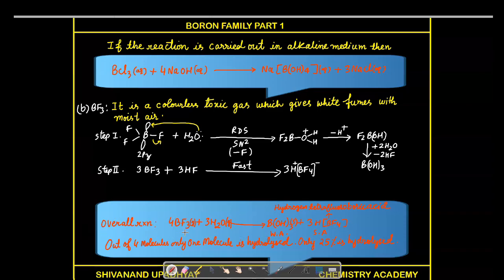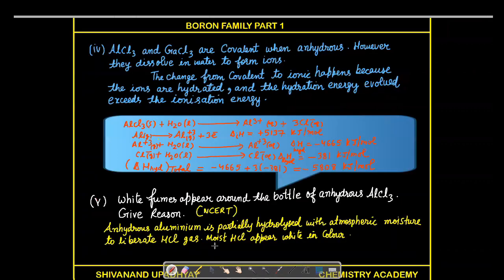And it is not the complete hydrolysis. Only four molecules में से एक ही molecule hydrolyze हुआ है, boric acid बना है. It is 25% hydrolysis. So it is known as partial hydrolysis. So other boron halides are fully hydrolyzed with water, while BF3 is partially hydrolyzed with water.